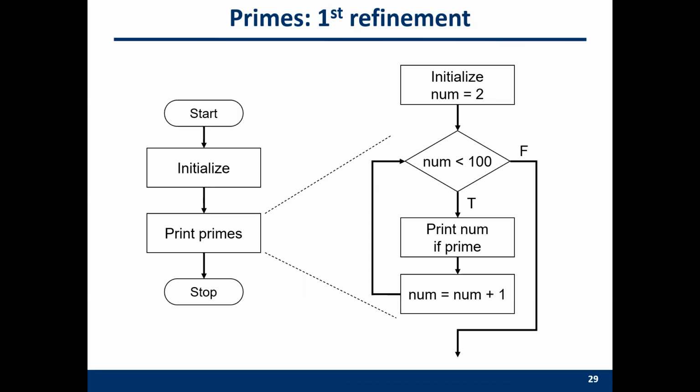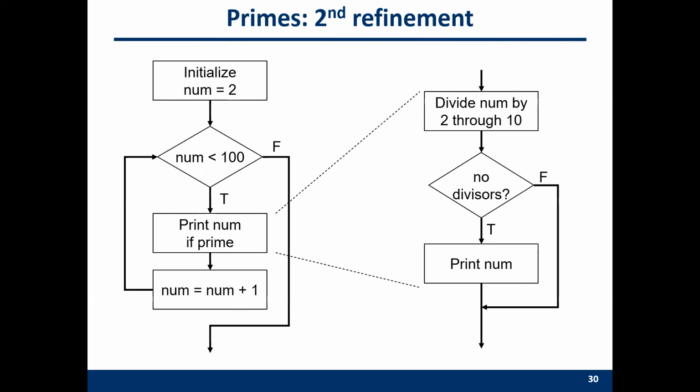Basically, you can scan all the numbers between 2 and 100, and then check whether it's a prime or not. If it's a prime, then you just do the printout. So how to check whether a number is a prime or not? You need to divide the number by 2 through 10. If there is no divider, then you can print it out. Otherwise, you just skip it.